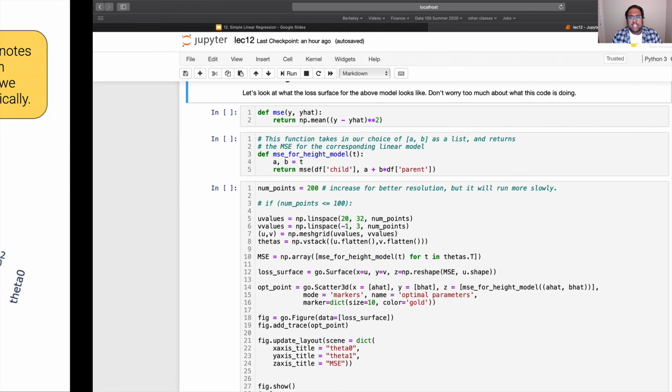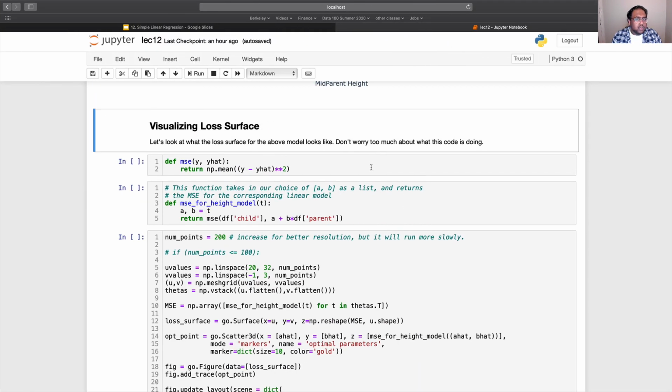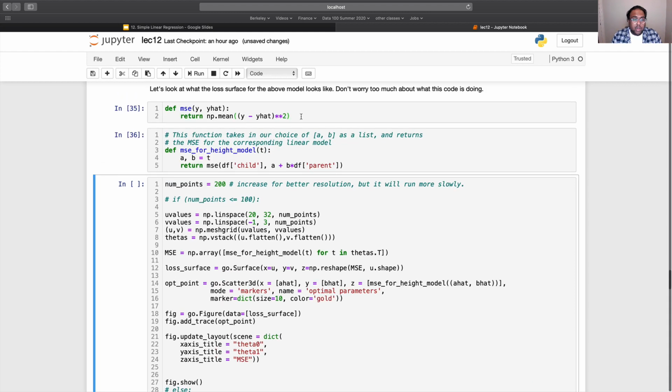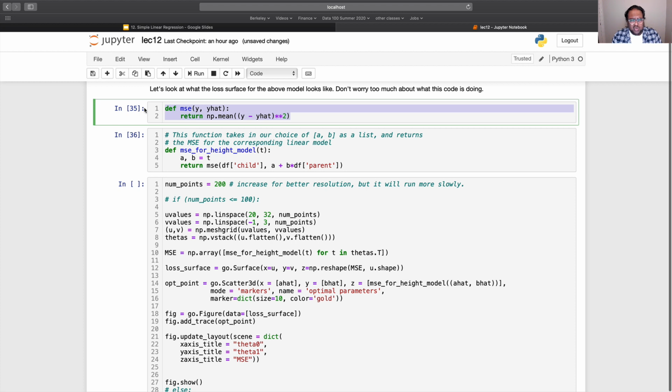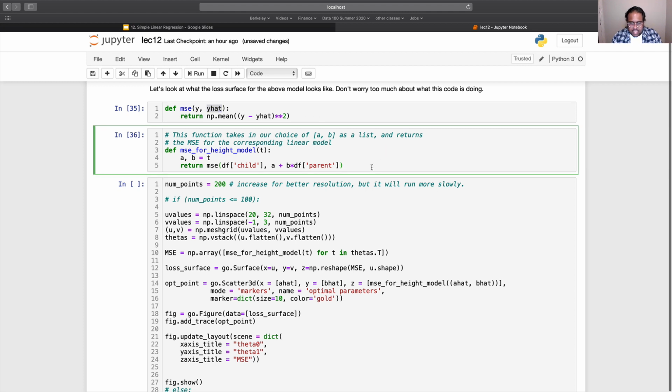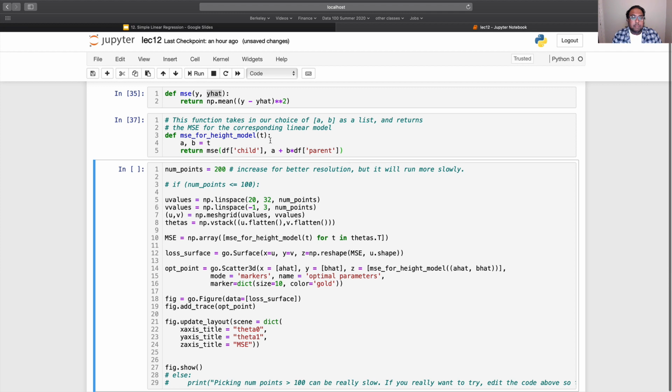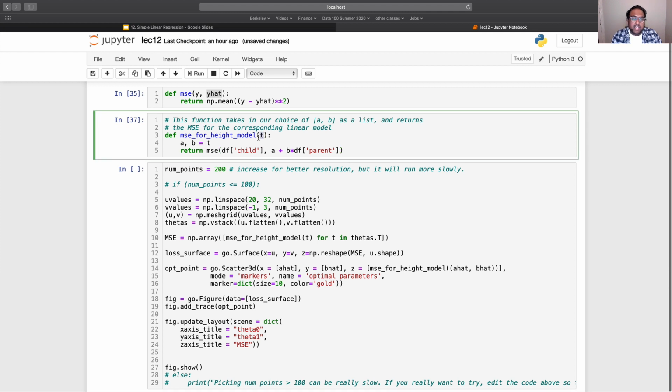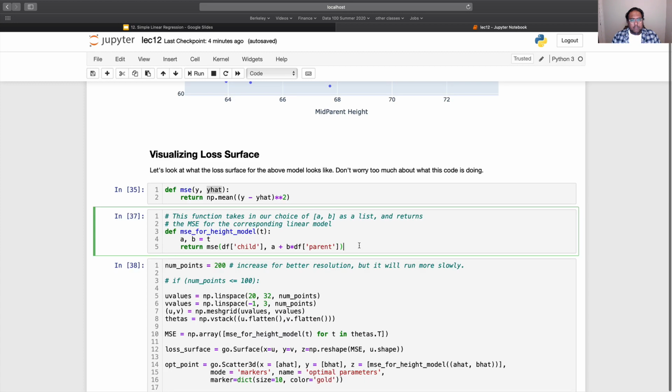So let's take a look at a demo of this. And again, you can play around with this on your own. I've created two helper functions for us, one that will take in a list of y values or true observations and a list of predicted observations y hat and give us the mean squared error for those predictions. And I've created another function that will take in my a and b as a list. I use t for theta here. So it takes in my model parameters as a list and returns the mean squared error for that choice of model parameters for our model that is using a child's parent's height to predict their height.